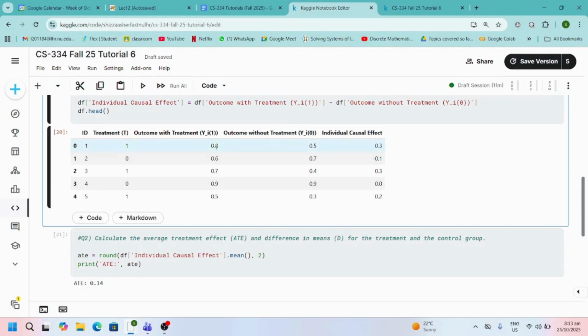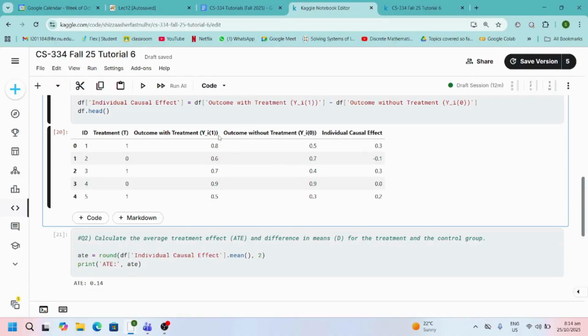So in the real world, you actually have only 0.8 against this individual, 0.7 here, 0.5 here. And similarly, against 0 you only have this value, 0.7 here and 0.9 here. Because if this individual was not given the treatment, then you can only measure their outcome without the treatment. This would be their potential outcome with the treatment. In actual, you cannot really measure that.